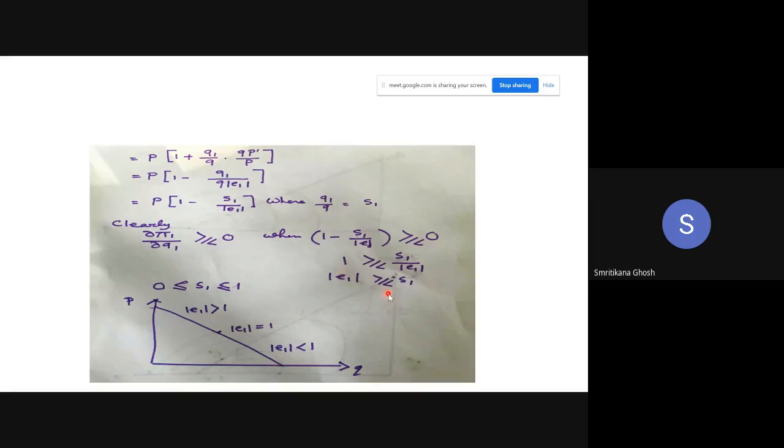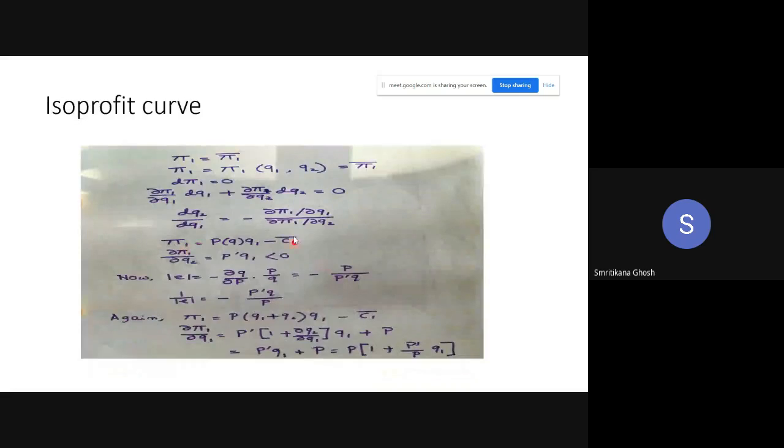And as these values are changing, your del pi 1, del q1 will also change. So for this part, that is the demand curve above the midpoint, del pi 1, del q1 is greater than 0. And for the lower portion, del pi 1, del q1 will be less than 0. Okay. And if del pi 1, del q1 is greater than 0, look at this slope. Del pi 1, del q1 is greater than 0. Del pi 1, del q2 is always less than 0. So denominator is less than 0 with a negative sign.